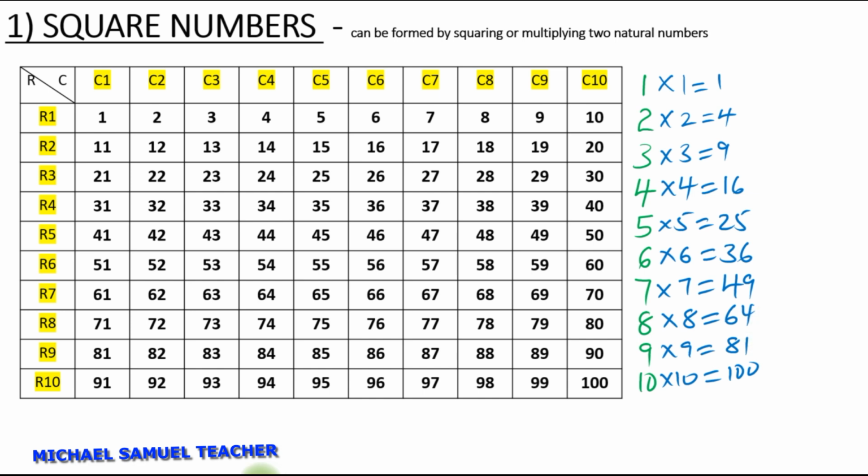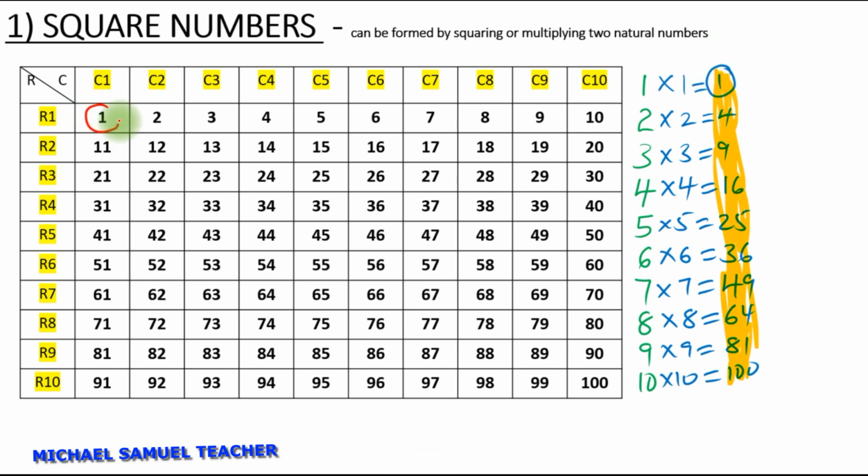So these values that we have to the right, this is the one which forms the square numbers. So that is what we now have, and therefore we are going to circle it. We have the first square number, which is 1.